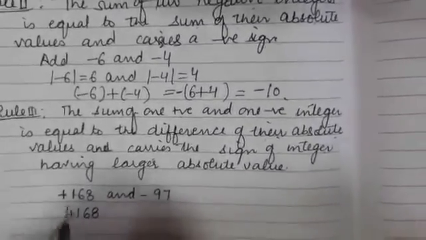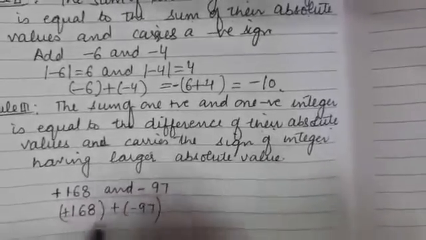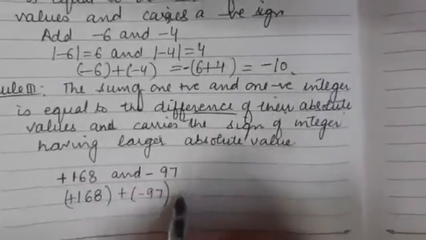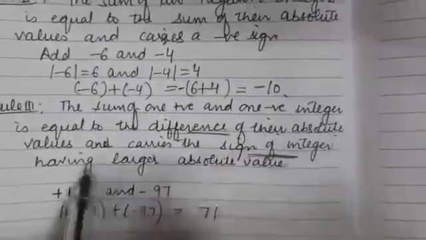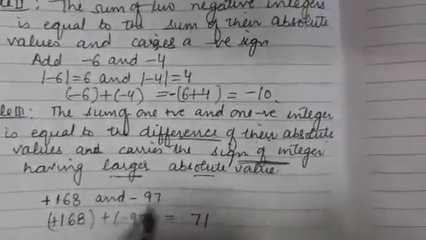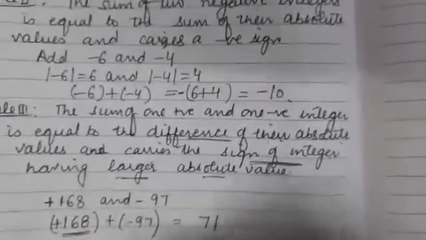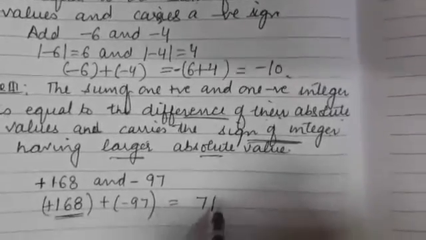So when we do their addition, the sum is equal to the difference. 168 minus 97 is 71 and it carries the sign of the integer having the larger absolute value. The larger absolute value is this one and the sign is plus. So 168 plus -97 equals 71. So these are the three rules for addition of integers.